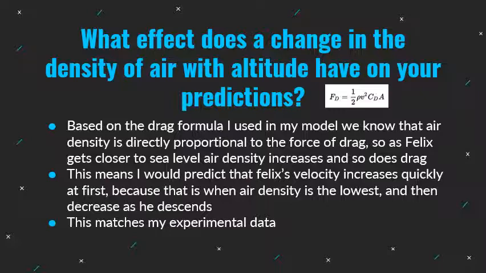What effect does a change in density of air with altitude have on your predictions? So based on the drag formula I used in my model, which I have over here, we know that air density is directly proportional to the force of drag, so as Felix gets closer to sea level, air density increases and so does drag. This means that I would predict Felix's velocity increases quickly at first, because this is when air density is the lowest, and then decreases as he descends. And this matches my experimental data.